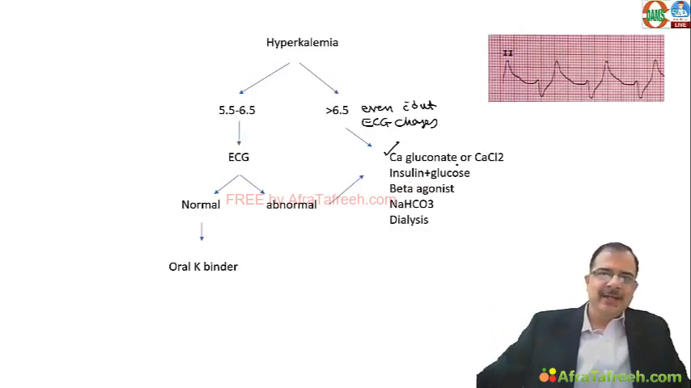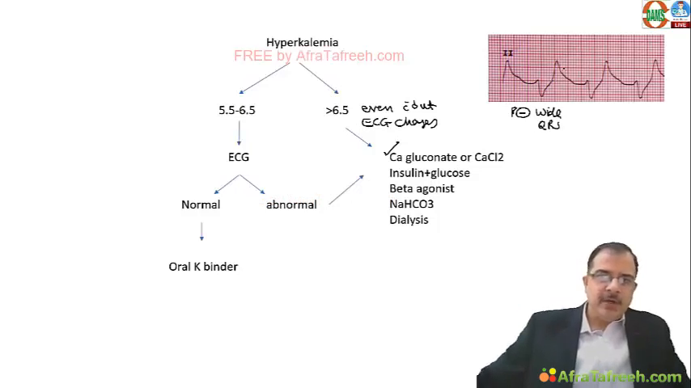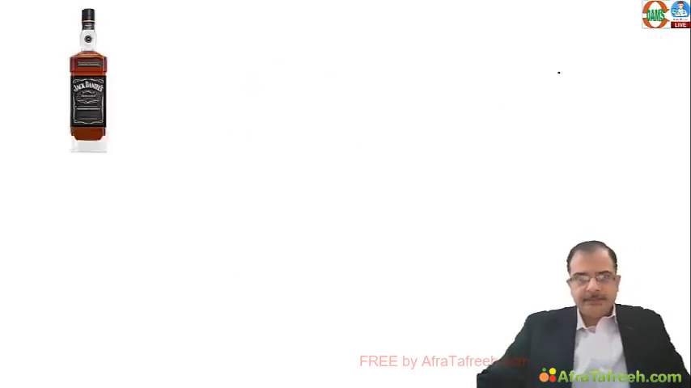And the changes in the ECG, you can see in this ECG, the P wave is absent, QRS is wide, ST segment is narrow, and a tall T wave is there, tall T is present here. That defines the hyperkalemic change in the ECG.